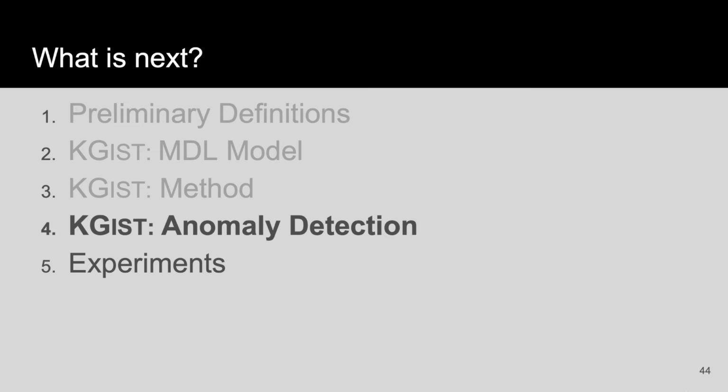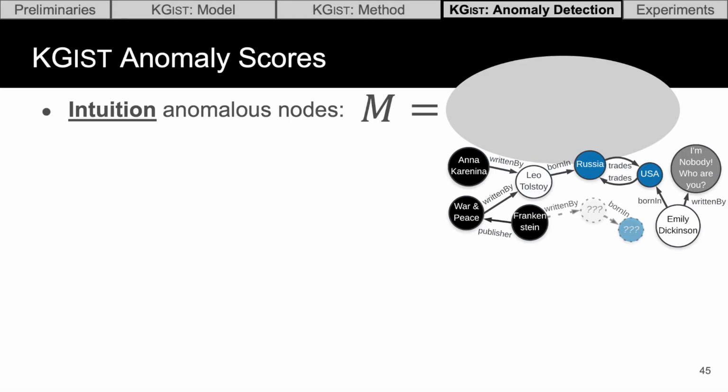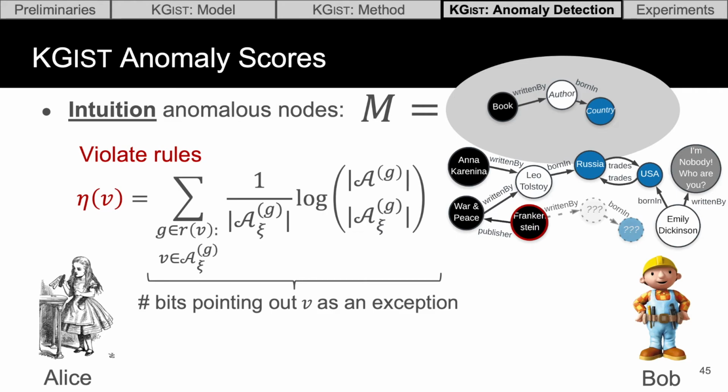The next step then is to use this summary or description of what is normal in the graph to identify anomalies in an information theoretic way. We'll first derive an anomaly score for nodes. The intuition is that nodes that violate a lot of rules are likely to be anomalous. We can capture this in information theoretic terms by adding up the number of bits that Alice spent pointing out that node as an exception to rules when describing the graph to Bob.